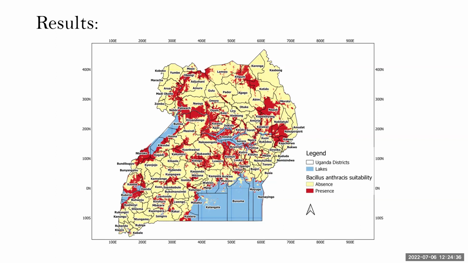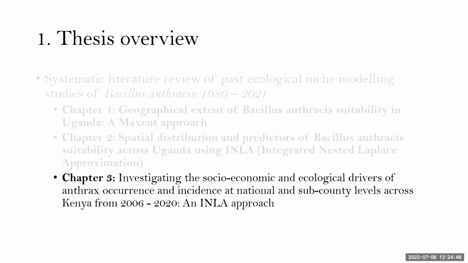Now, one key limitation of this study is the lack of systematically collected and detailed anthrax case data. Therefore, it was impossible to account for other structural dependencies, such as temporal autocorrelation. So in the next chapter, I applied a more detailed and systematically collected data set of anthrax occurrences in Kenya from 2006 to 2020 to create a spatial and spatial-temporal model of anthrax incidence and occurrence using INLA. And the granularity of the data set also allows us to demonstrate how spatial-temporal structures can be applied to improve the model fit of ecological niche models.